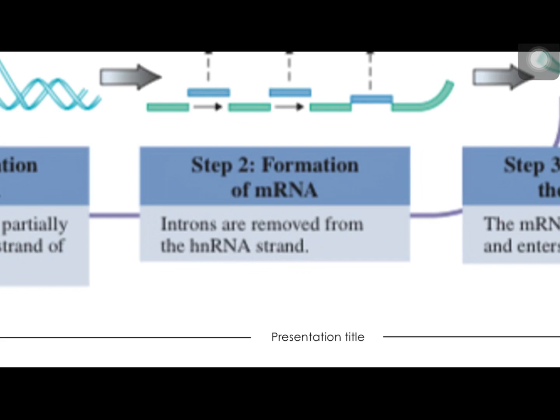So let us now move on to our second step, which is the formation of mRNA. mRNA is also known as our messenger RNA. It carries instructions for protein synthesis. In this process, introns are removed from the hnRNA strand because not all bases in a gene convey genetic information. Also, a gene is segmented, meaning parts of it contain exons, which convey genetic information, and introns, which do not convey genetic information.